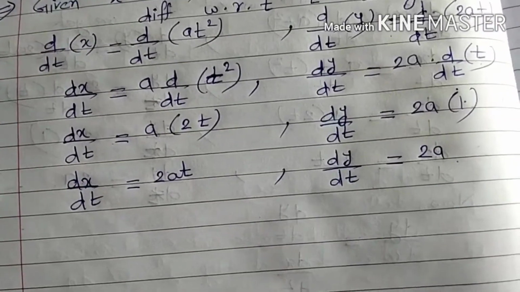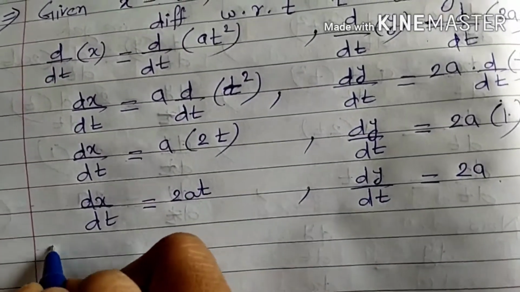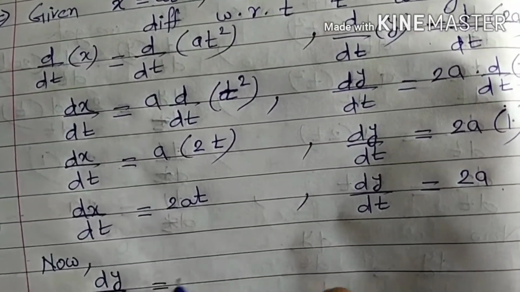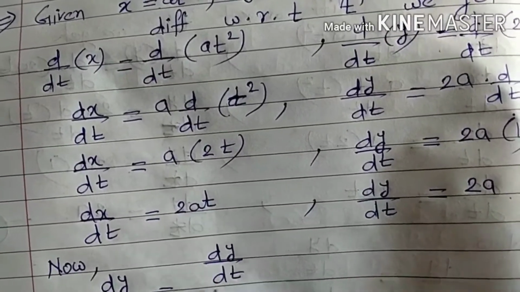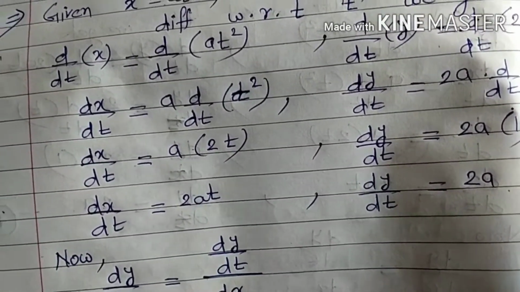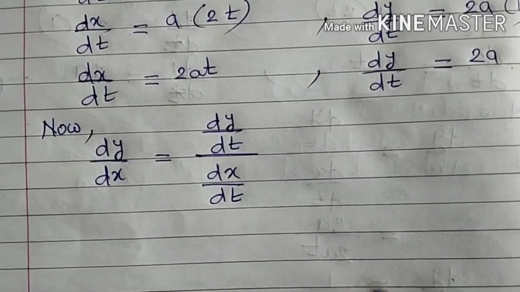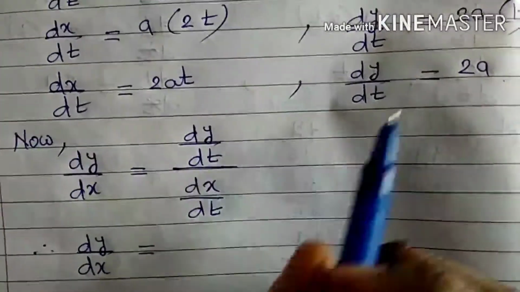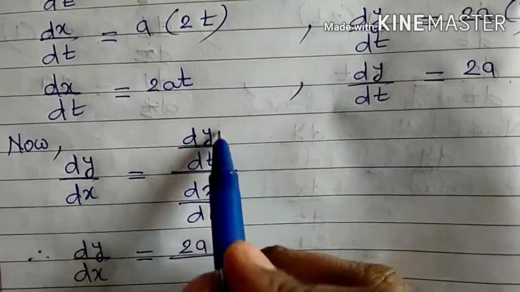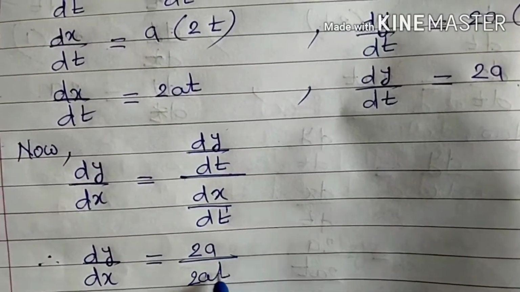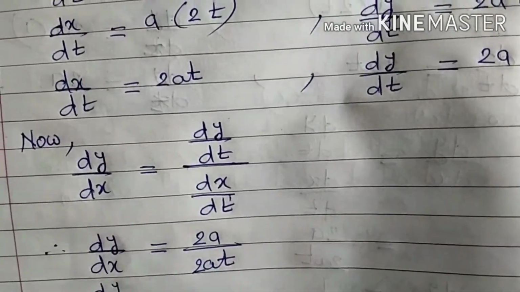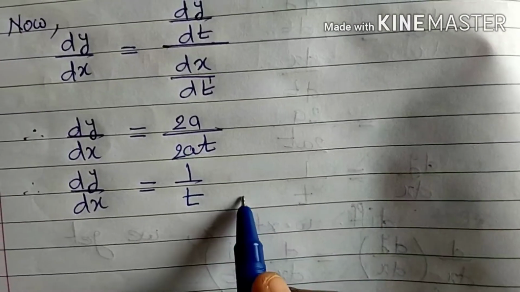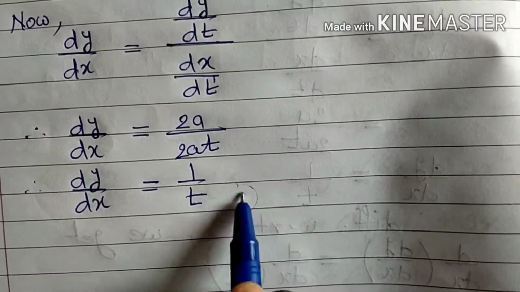Now we know the theorem of parametric functions. Using this, dy upon dx is equal to dy upon dt divided by dx upon dt. So put the values: the value of dy upon dt is 2a, and the value of dx upon dt is 2at. So we get dy by dx is equal to 1 upon t. Now this has the parameter, and we have to remove this parameter.